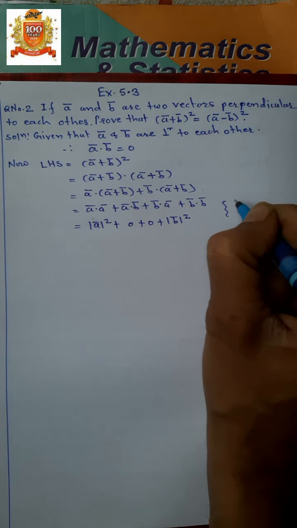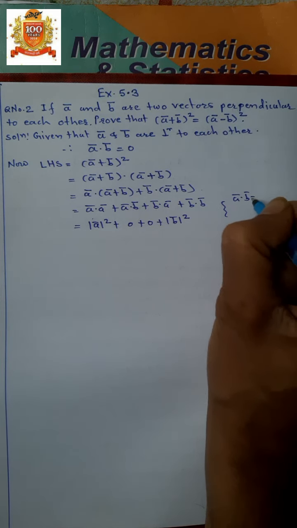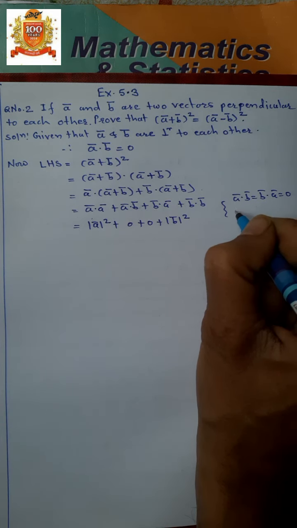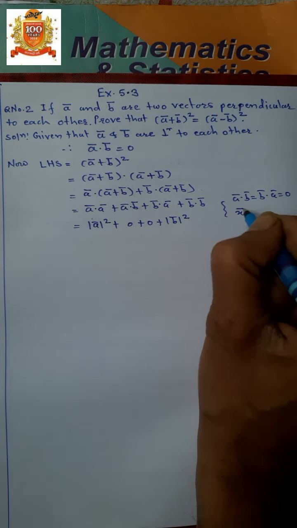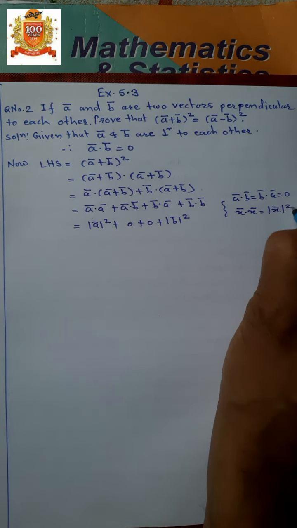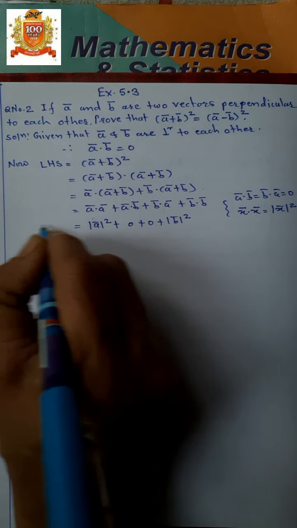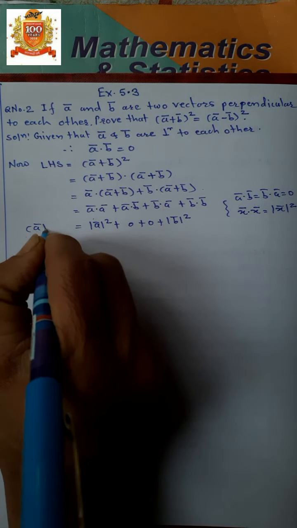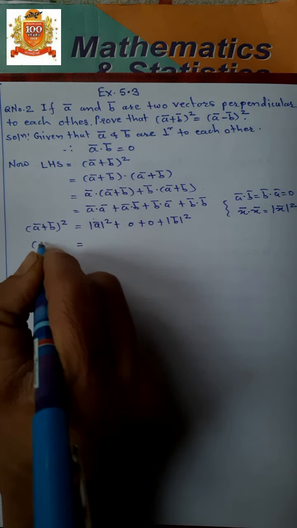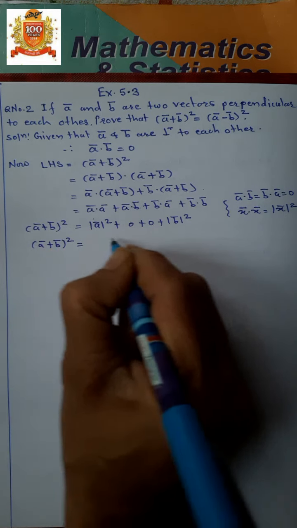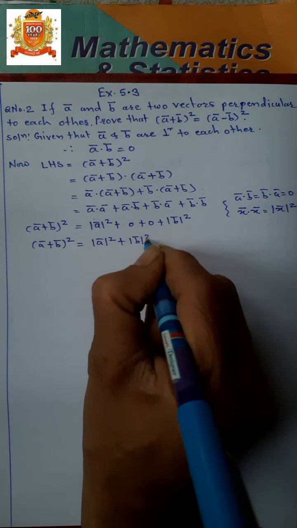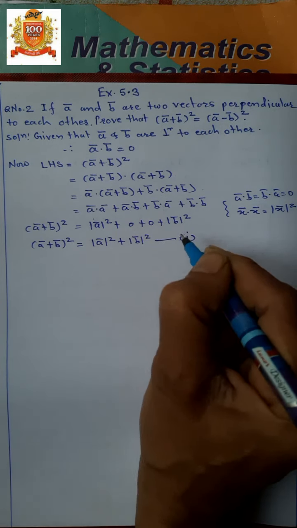Since a bar dot b bar is equal to b bar dot a bar is equal to 0, and x bar dot x bar is equal to mod of x bar square, we know. Therefore we have (a bar plus b bar) whole square is equal to mod of a bar square plus mod of b bar square. Denote this equation as 1.